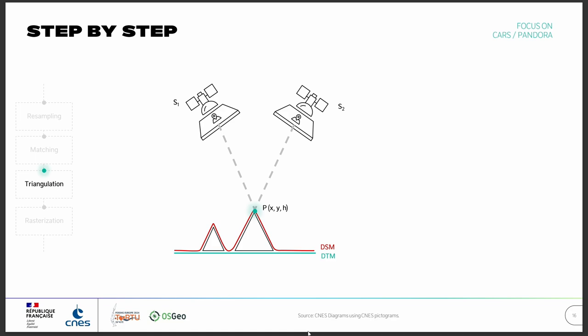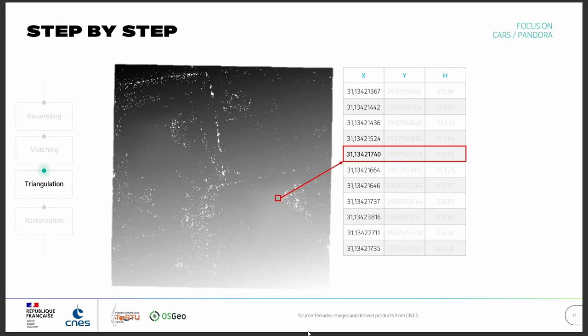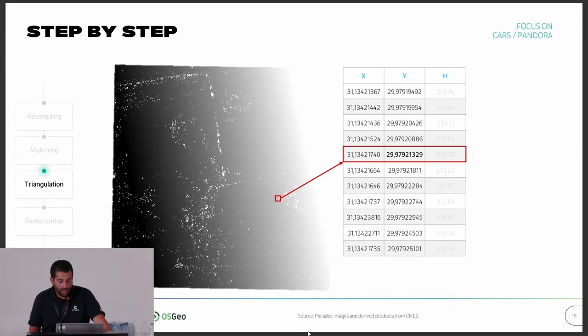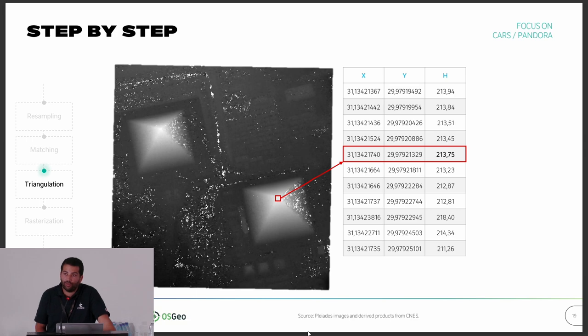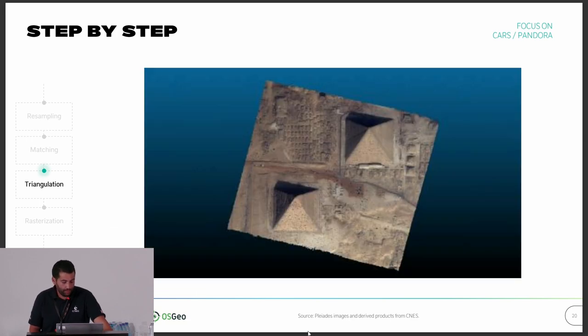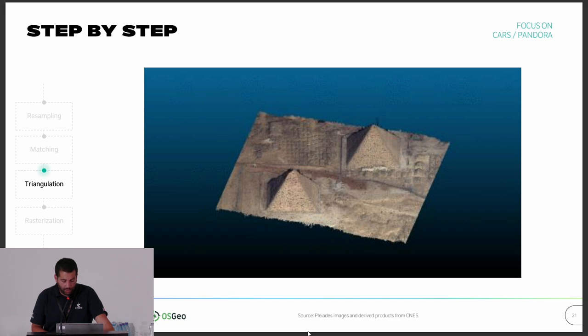Thanks to these positions in the two images and thanks to the geometrical models, we can draw lines in the direction of the pixel observed, and when we draw these two lines, we only have to intersect them to have the position of the pixel. All the pixels we succeed to intersect allow us to obtain a point cloud: the longitude, the latitude, and the height of each pixel observed.